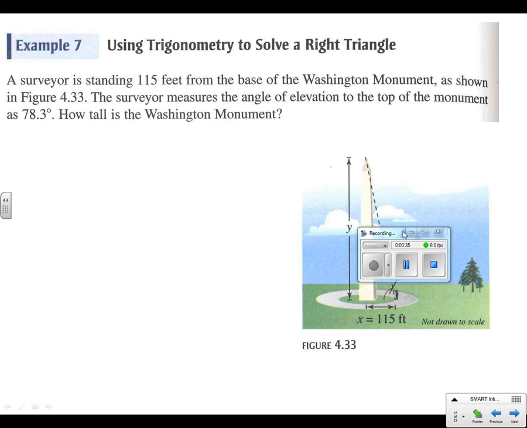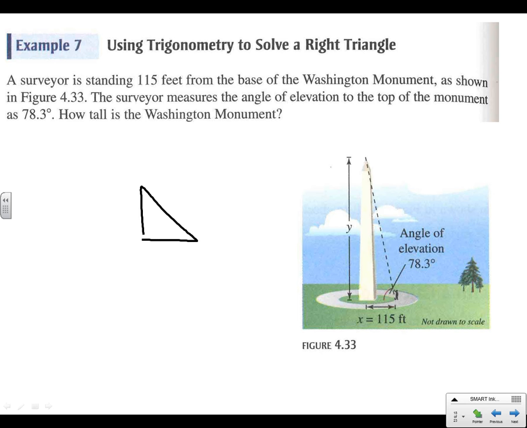In our problem here, we are standing 115 feet away from the National Monument, and we have an angle of elevation of 78.3. So in our triangle, we have our theta over here, we have 115, and we have y. And if we note that 115 is the adjacent side and y is the opposite side, then we know which trig function uses opposite and adjacent. Tangent uses opposite and adjacent.